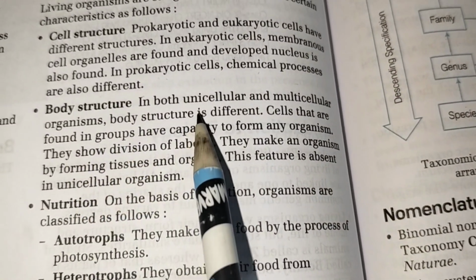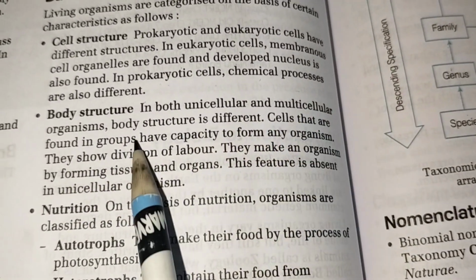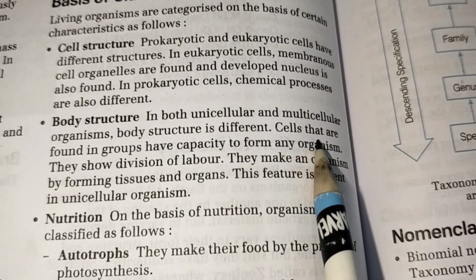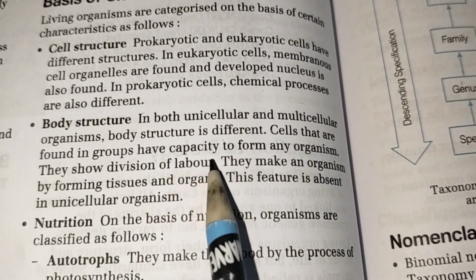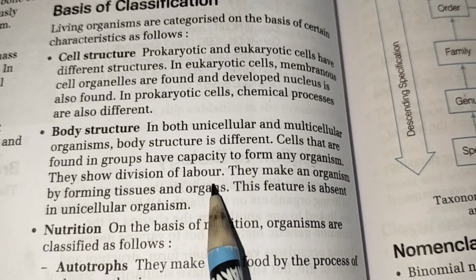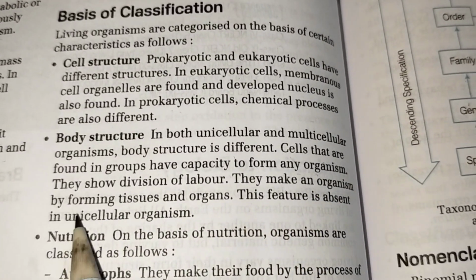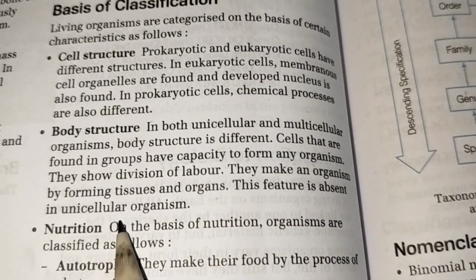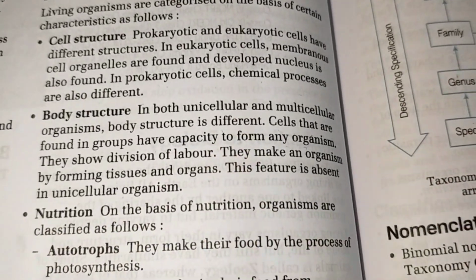Body structure. In unicellular and multicellular organisms, the structure is different. Cells that are found in groups have the capacity to form an organism. They show division of labor. They make an organism by forming tissues and organs. This feature is absent in unicellular organisms, right?